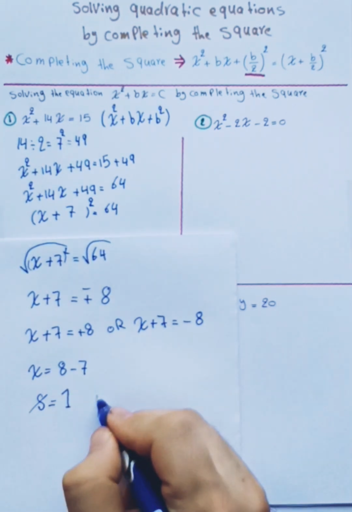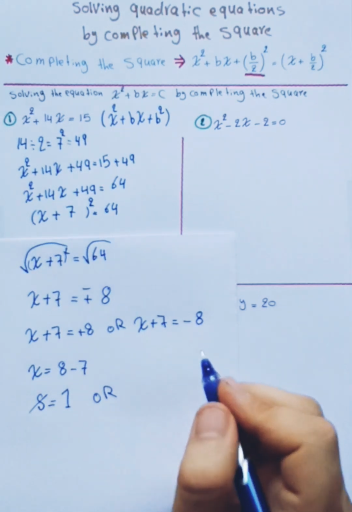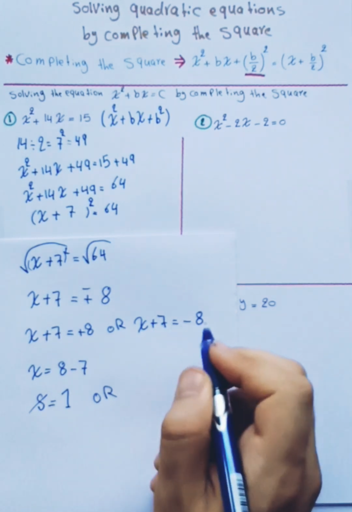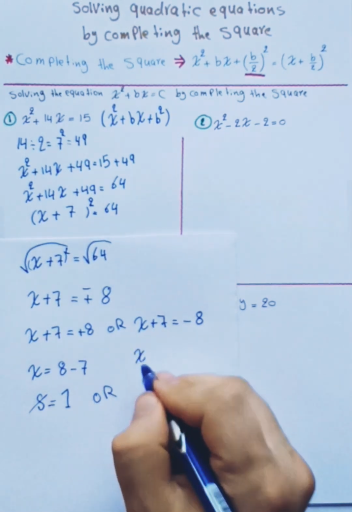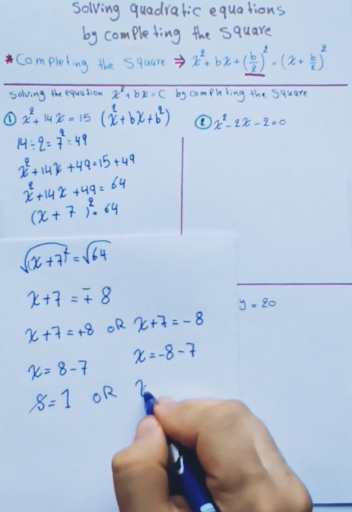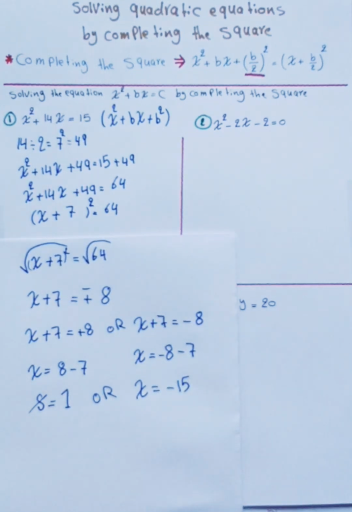So x is equal to 1, or the second equation we have x plus 7 equal to negative 8. You have to change the place of positive 7 to the right side. So you have negative 8 minus 7. So x is equal to negative 15. So the solutions for this equation are 1 and negative 15.